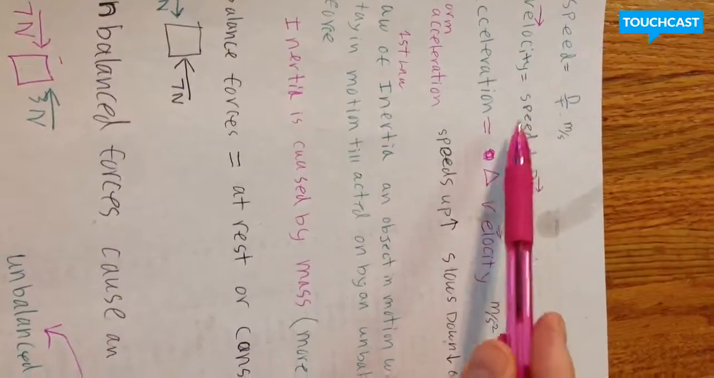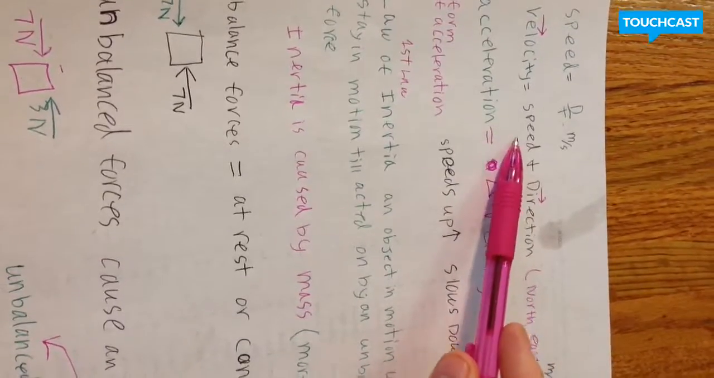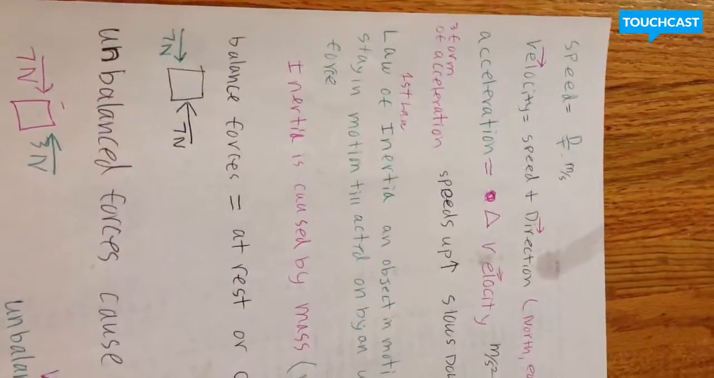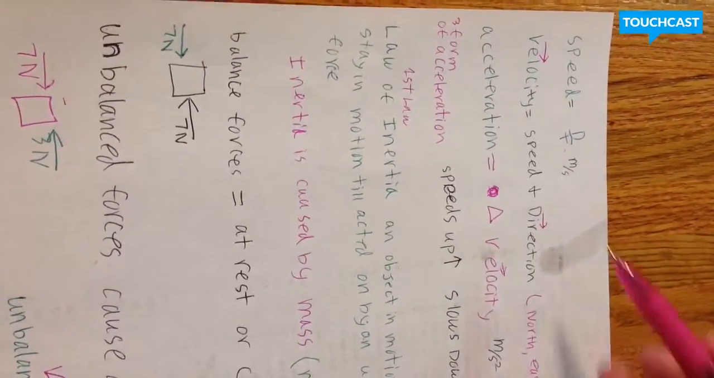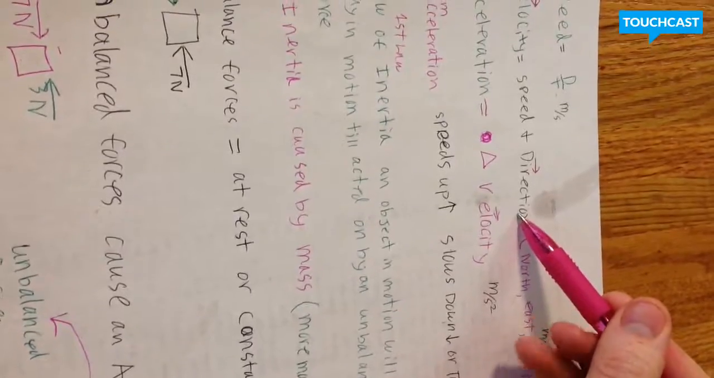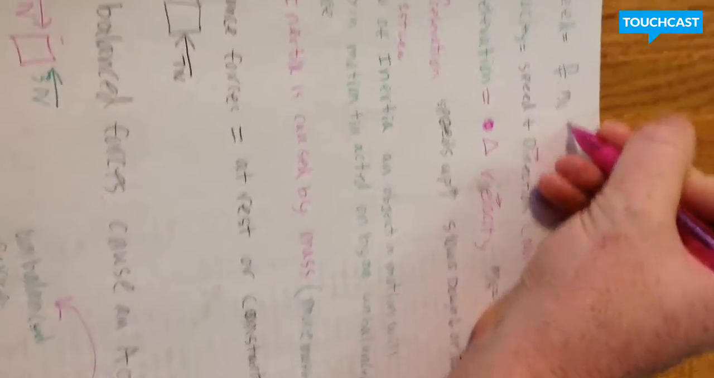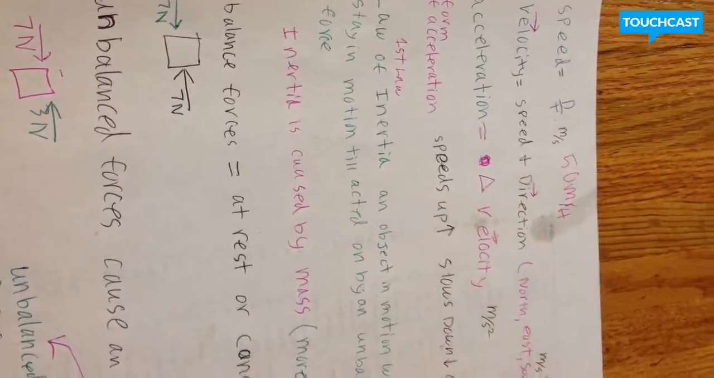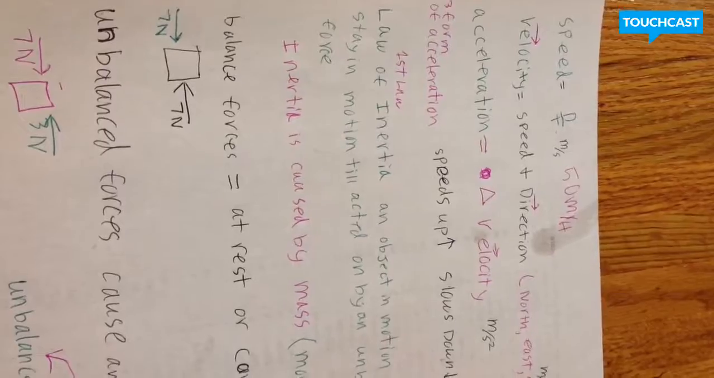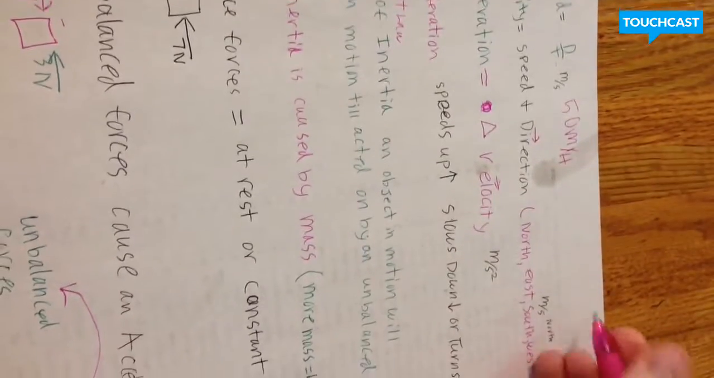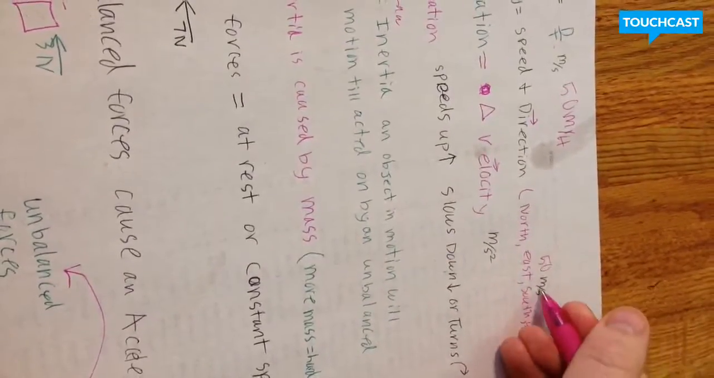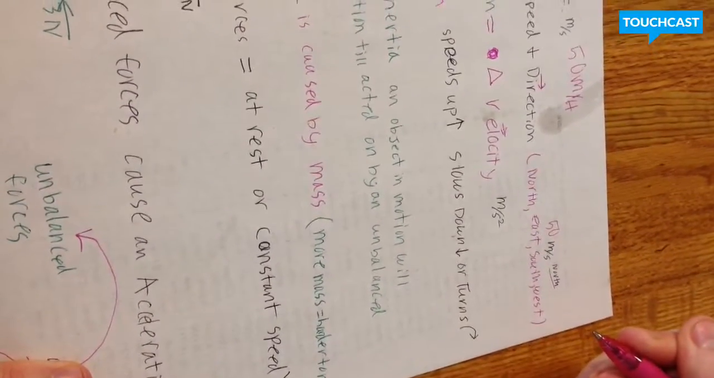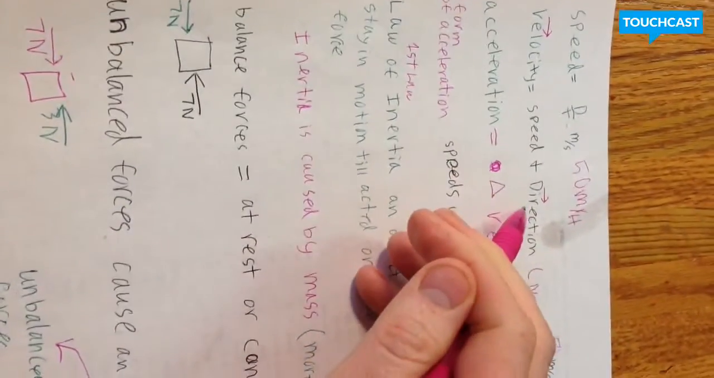Alright, let's look down here at velocity. Now this one is also very similar to speed. Basically, velocity is just your speed plus your direction. Example, if you were going 50 miles per hour, that's a speed because you have no direction with it. If you were going, let's say, 50 meters per second north, that's a velocity because now you have a direction. So it's just your speed plus your direction.